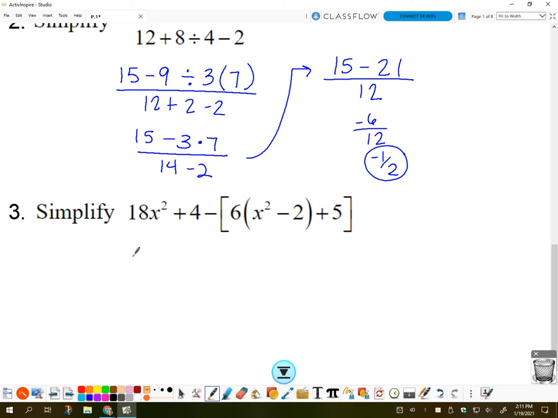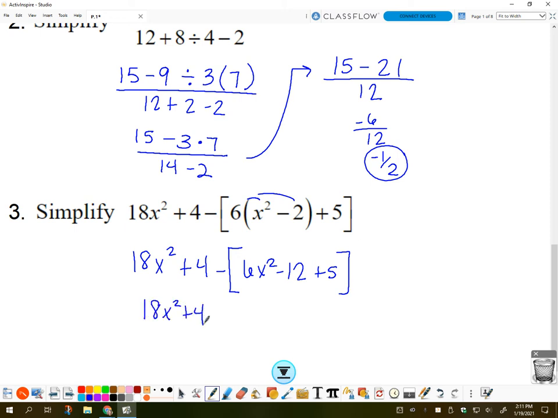All right, so again, I'm going to keep everything that's outside and see what I can do with what's inside these brackets. So first of all, inside these parentheses, can I do anything with x squared minus 2? No, because they're not like terms. So we're going to distribute that 6. So it'll be 6x squared minus 12, and then a plus 5. All right, so again, keeping this 18x squared plus 4. These brackets are really just parentheses now. The only reason there are brackets here is because there are parentheses inside them.